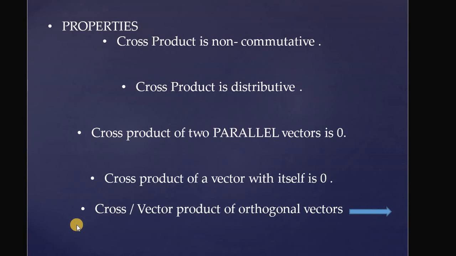Now, properties. We will discuss the properties of cross product. Cross product is non-commutative. What do you mean by that? If I write A cross B, it would never be equal to B cross A. Why? Let's discuss. I am going to prove to you that A cross B is not equal to B cross A. Let's see how it happens.